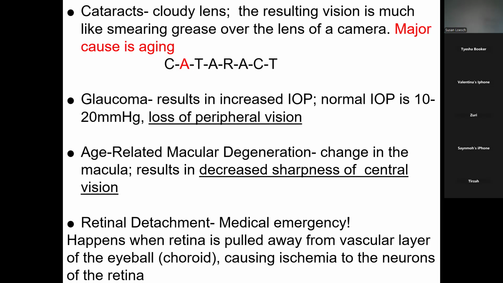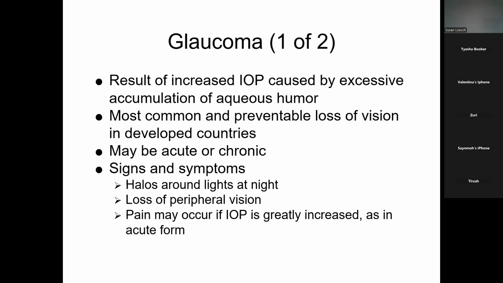So glaucoma, here we have increased ocular pressure caused by excessive accumulation of the aqueous humor. It's the most common and preventable loss of vision. It can be acute or chronic, and symptoms would be halos around the lights at night, loss of peripheral vision, pain from intraocular pressure, and in the acute form, that pain's going to come on suddenly.